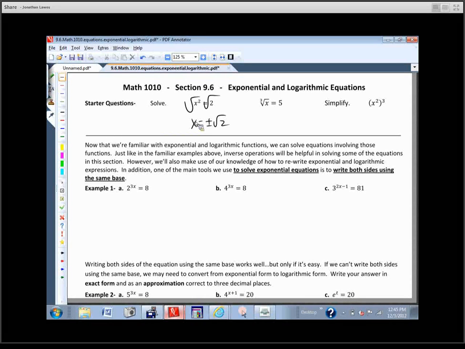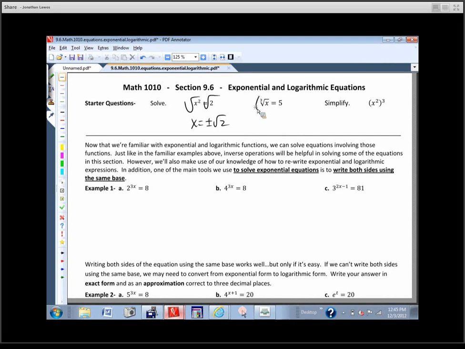Okay, Christopher, how do you do this one? Cube root? Cube. So we're going to cube both sides. These undo each other, so we get an x on this one. And then we get 125. Okay, he's smiling. He must like these starter questions.